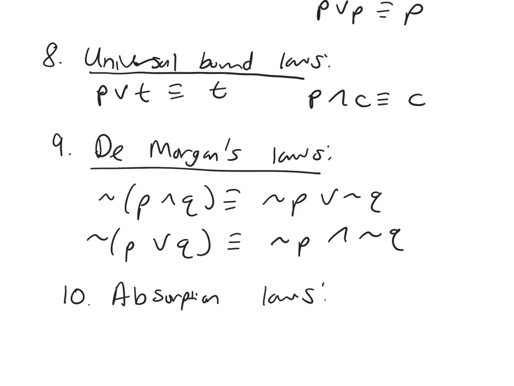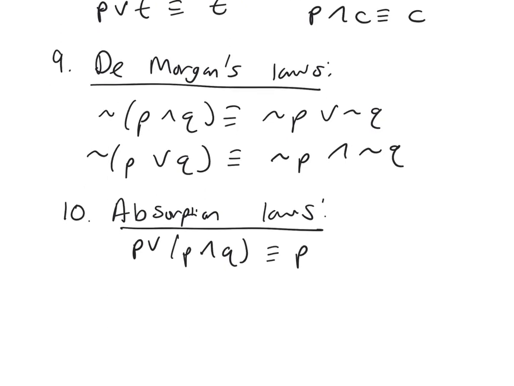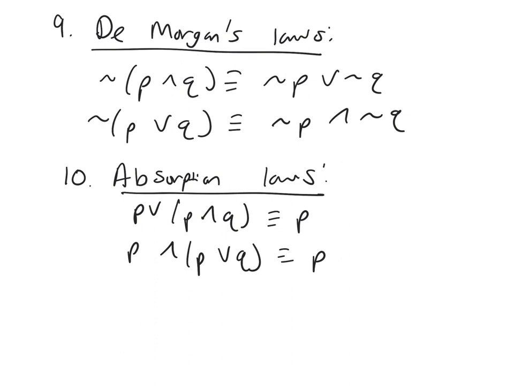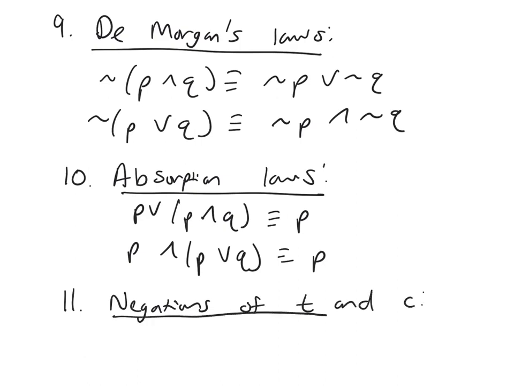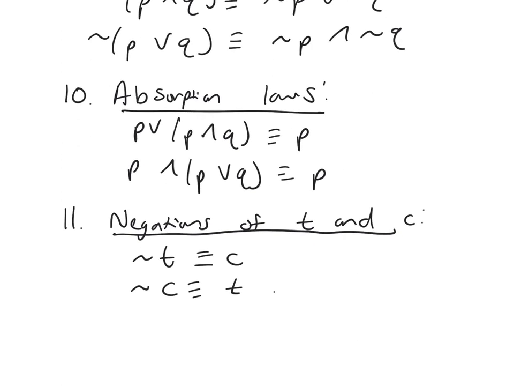Absorption laws: P or (P and Q) is equivalent to P, and P and (P or Q) is equivalent to P. And then the last one, these are the negations of T and C. The negation of T is C, and the negation of C is T. If you think about it in terms of truth tables, this last one makes sense. You're flipping all the columns in T, which are all true, and then they become all false, and vice versa.